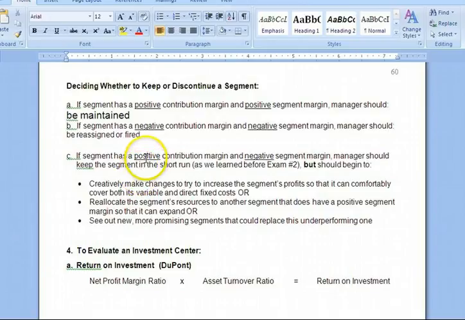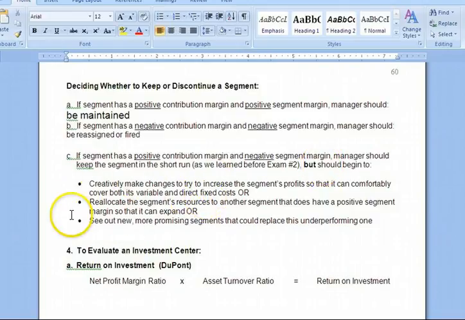But you can have a situation where you have a positive contribution margin and a negative segment margin. That is, the subunit can take care of all of its variable costs and expenses, but is not big enough to pay for the directly controllable fixed expenses. So then in that case, we should do one of these three things.